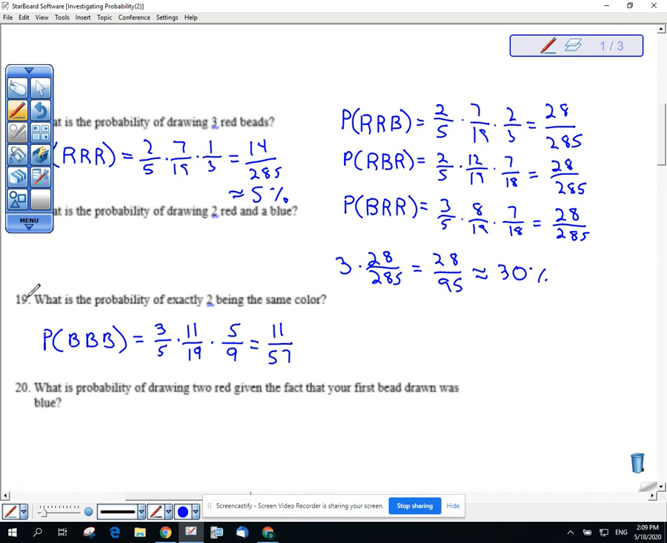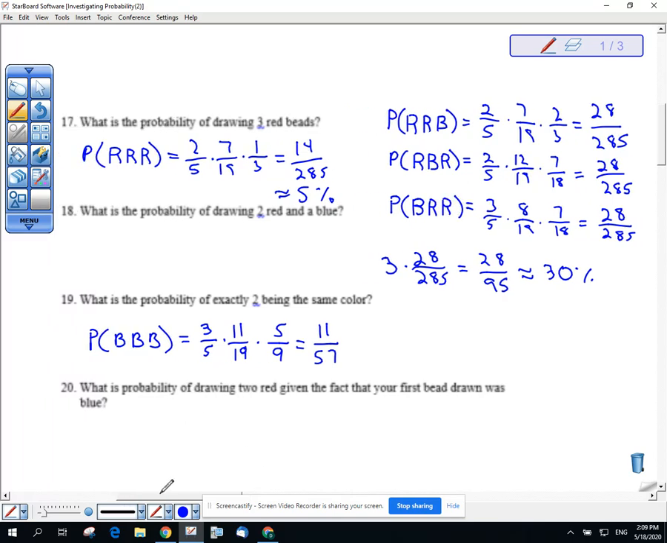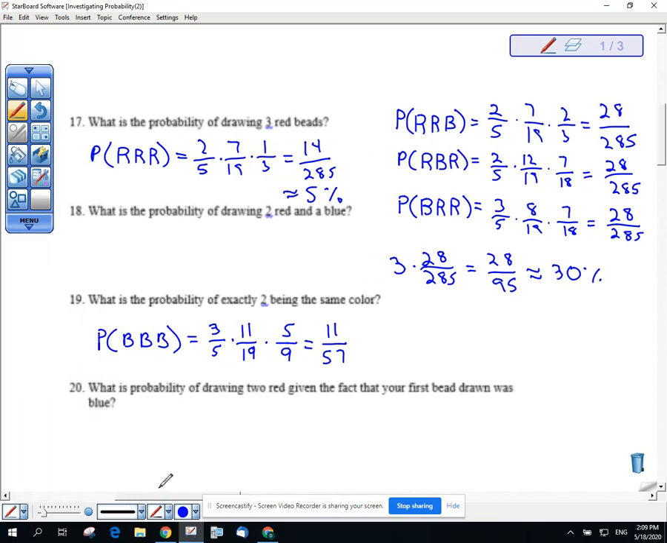Okay. 19, I've already partially completed that one. It says, what is the probability of exactly 2 being the same color? All right, now let's think about that. Exactly 2 being the same color. Well, there are 6 different possibilities where exactly 2 are the same color. So one approach would be to calculate those 6 different probabilities and add them up. Okay, so red, red, blue, blue, red, blue, red, red, blue, blue, red, all the different ones. And you could do that and you would get the correct answer.